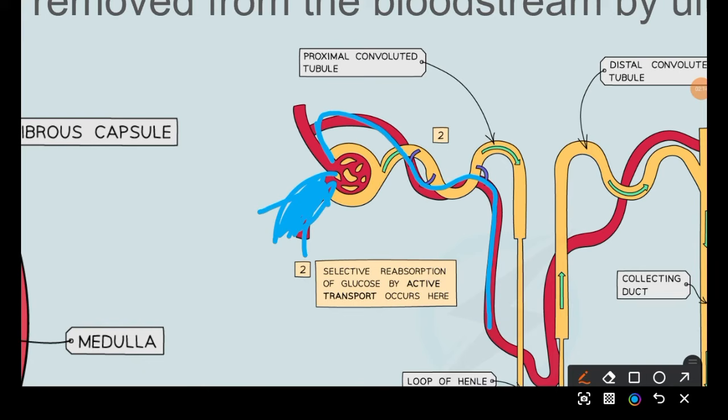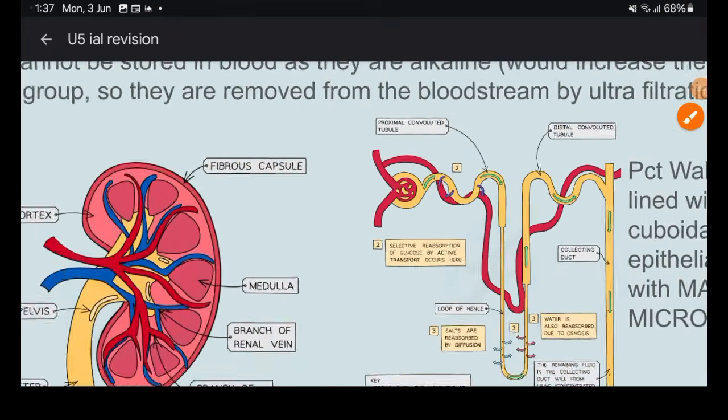You have to know that between the Bowman's capsule and the glomerulus, there is the basement membrane. And you have to know the properties of the basement membrane. I'll discuss them in a moment. After ultrafiltration, where the blood is squeezed under very high pressure, certain substances pass through the pores in the capillary walls. Only blood cells and large plasma proteins cannot pass through. The basement membrane acts as a sort of mesh.